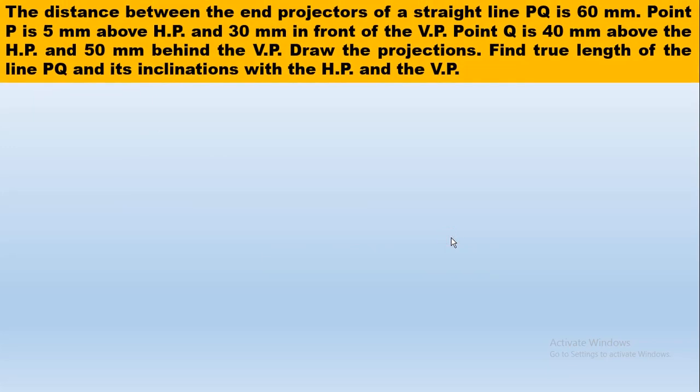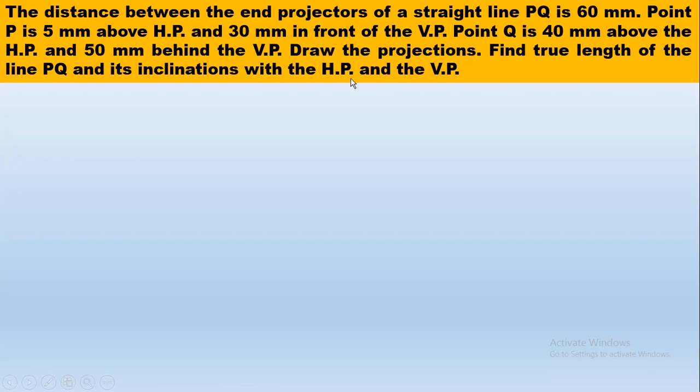The distance between end projectors of a straight line PQ is 60 mm. Point P is 5 mm above HP, 30 mm in front of VP. Position of P is given, which is in first quadrant. Point Q is 40 mm above HP and 50 mm behind VP. That means point Q is in the second quadrant.